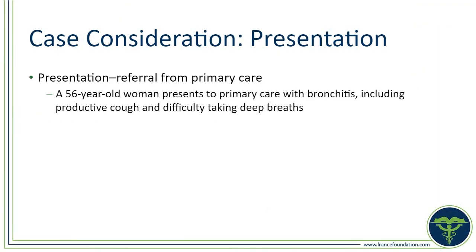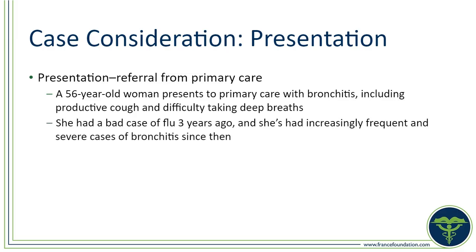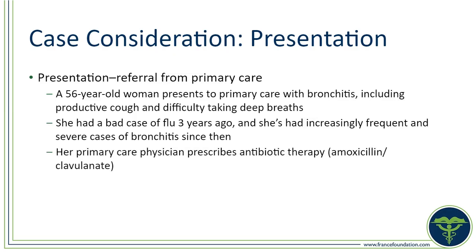A 56-year-old woman presents to primary care with bronchitis, including a productive cough and difficulty taking deep breaths. She had a bad case of flu 3 years ago, and she's had increasingly frequent and severe cases of bronchitis since that time. Her primary care physician prescribed antibiotic therapy. She's referred to radiology for evaluation of suspected pneumonia.